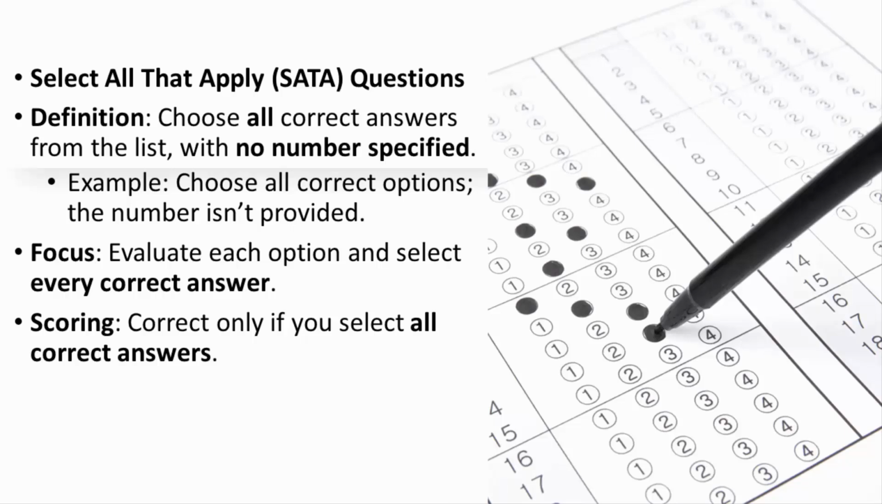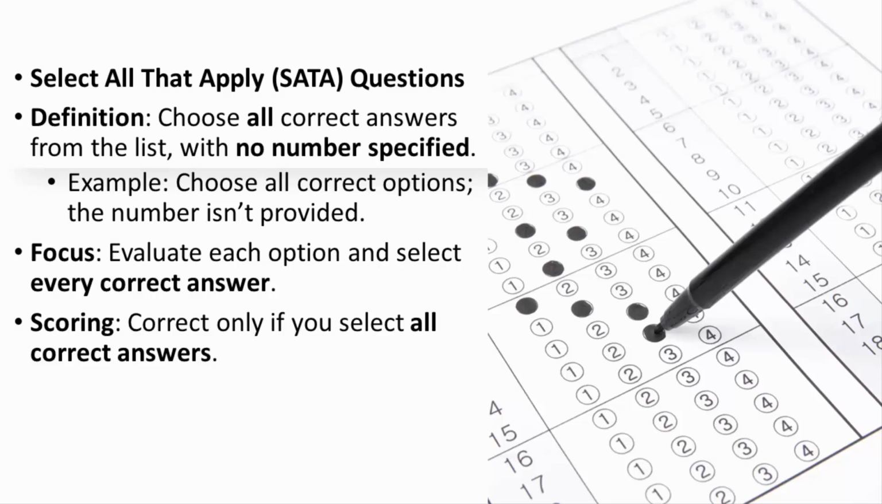Select all that apply questions. On the flip side, we have select all that apply SATA questions. These are similar, but a little different. In SATA questions, you're asked to select all the correct answers, but here's the catch. The question doesn't tell you how many answers to pick. You're just supposed to choose all the options that are correct. And remember, no partial credit. If you miss even one correct answer or pick a wrong one, the whole question is considered incorrect. So you have to be thorough and make sure every right option is selected.